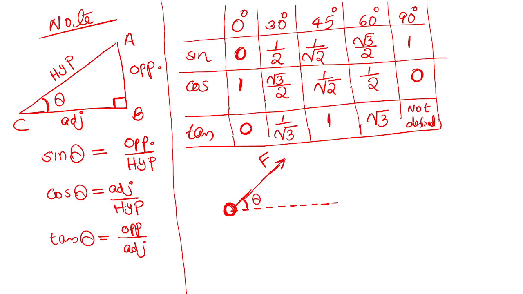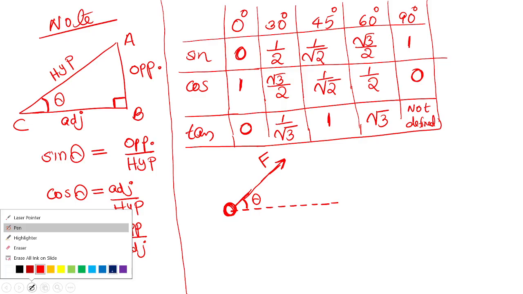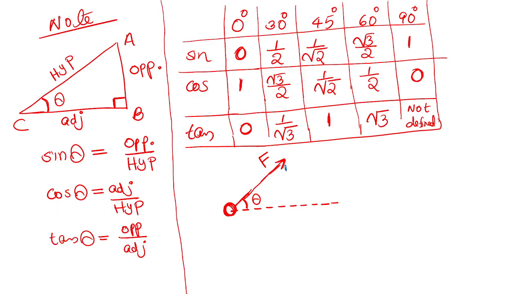In general, we say a vector: for displacement vector, force vector, whatever. A vector making an angle theta with an axis. Let it be the horizontal axis. Then, can I make a right angle triangle? Yes, I can make a right angle triangle. I will show you. Let me draw a vector like this.